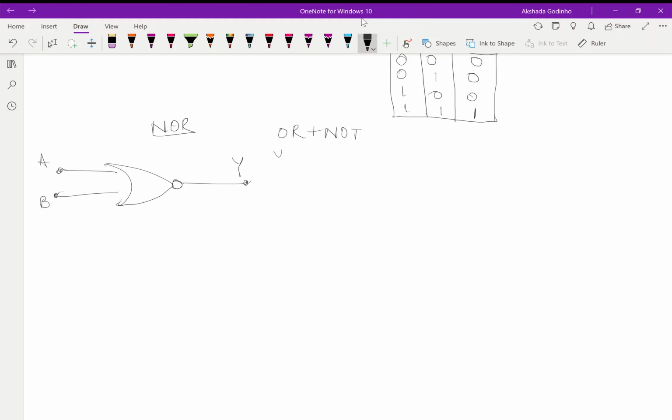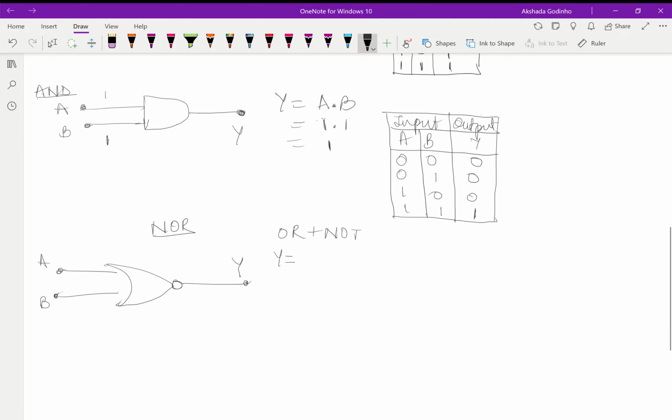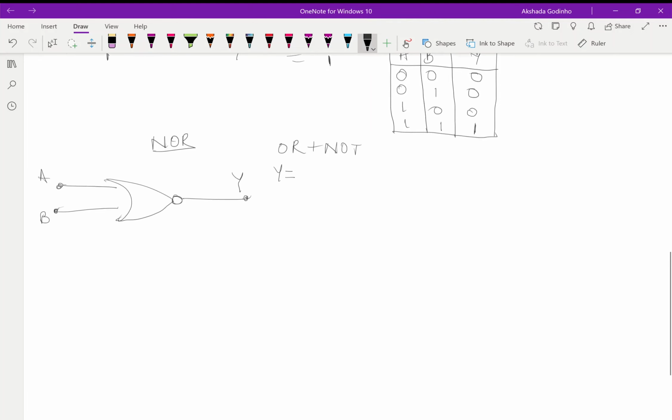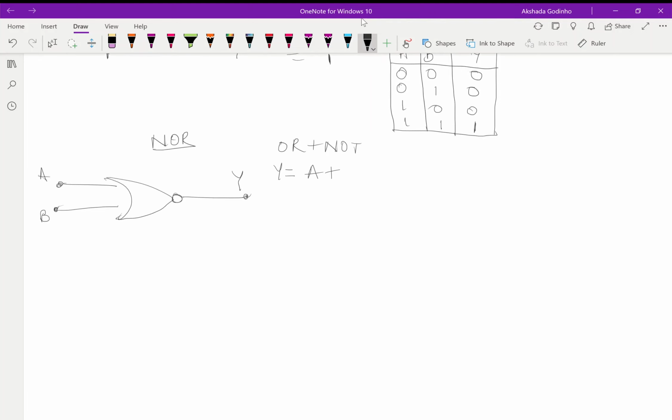So what is the Boolean expression for OR gate? Okay, so if you remember, Boolean expression for OR gate is a plus sign. So we are going to write that A plus B. And the NOT part of it, looking at the Boolean expression for the NOT gate, it is the inverse of it. That's it. This is the Boolean expression for NOR gate. Very simple to write the truth table of this gate.